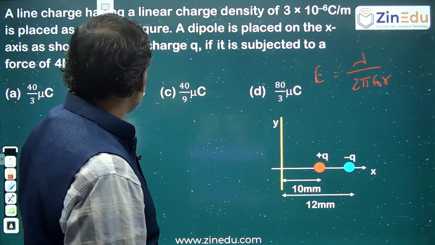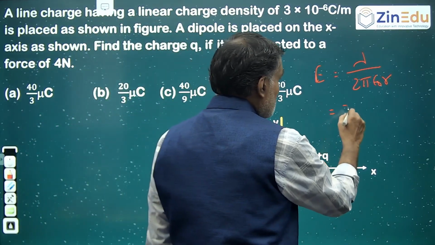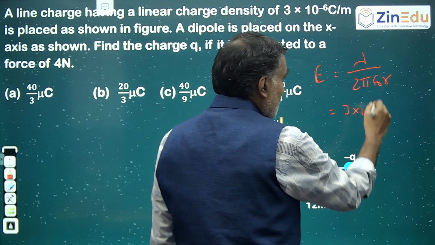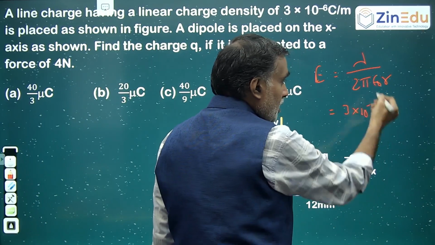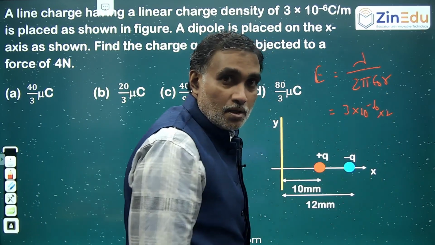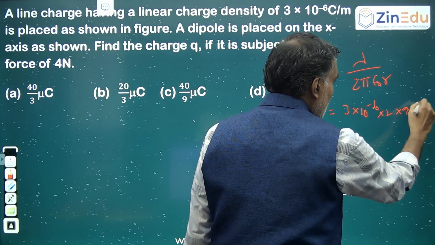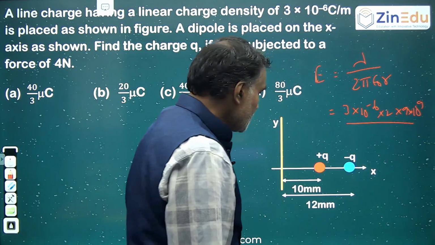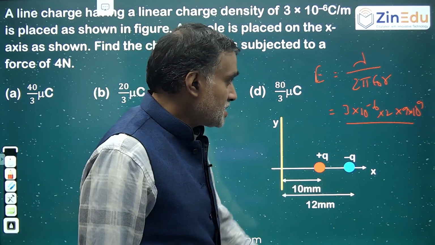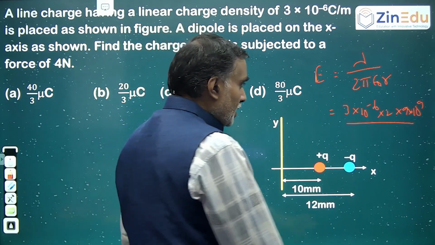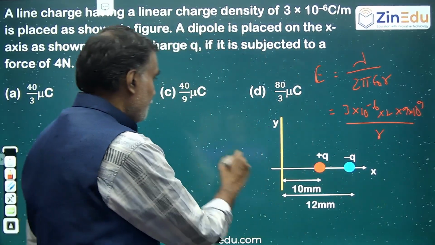So, what is lambda they have given? Lambda is 3 into 10 to the power of minus 6. So, this is 3 into 10 to the power of minus 6, and multiplying by 2 by 2, then into 2 I will get, then the denominator will be 1 by 4 pi epsilon naught. 1 by 4 pi epsilon naught is 9 into 10 to the power of 9, by r. Here r is this distance 10 mm and that distance is 12 mm. So I will write in terms of r. Then what do you get here? Electric field.